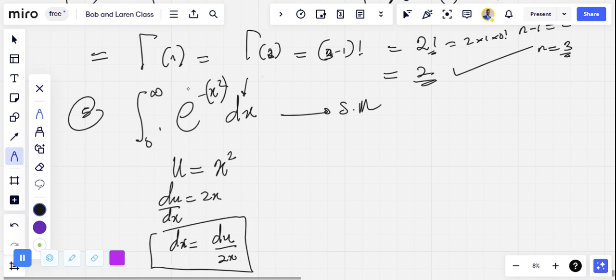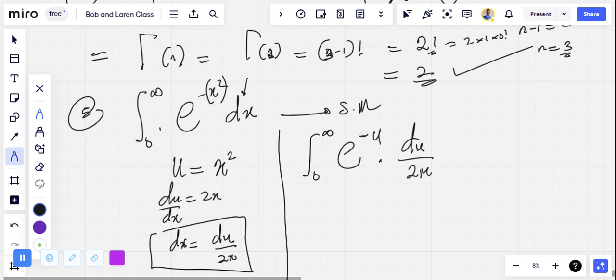So I can go ahead and substitute. It does not really affect the limit. If you work out the limit, it still gives you 0 to infinity. So e raised to the power of negative x squared is equivalent to u, and dx is equivalent to du over 2x. So you know what to do from here. The constant goes outside the integral, 1 over 2. So I'll be left with just 1 over x, and this 1 over x is equivalent to x raised to the power of negative 1, right? Then I have e raised to the power of negative u, then du.